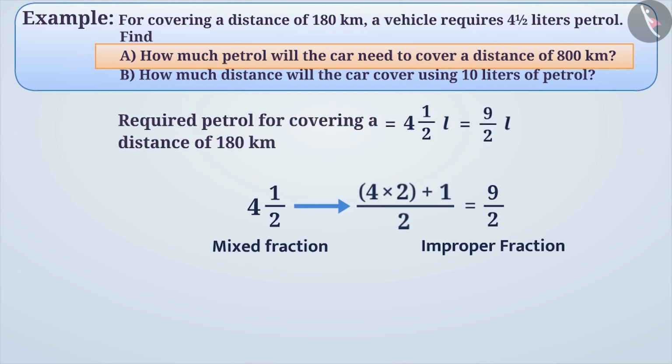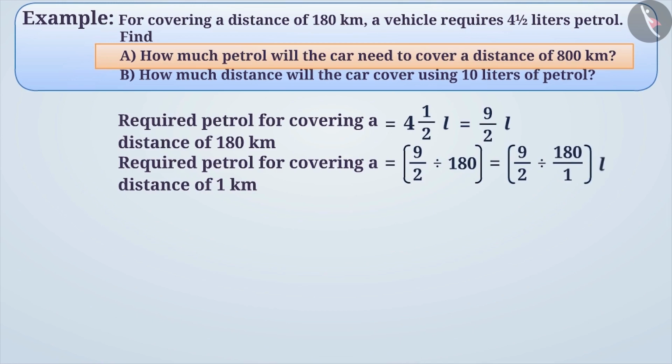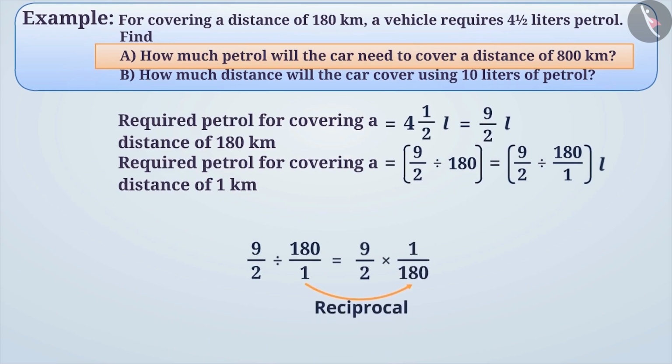Thus, required petrol for covering a distance of 1 kilometer is equal to 9 by 2 divided by 180, or we can write it as 9 by 2 divided by 180 by 1. To divide fractions, we keep the first fraction as it is and then multiply it with the reciprocal of the second fraction, 180, which is 1 by 180.